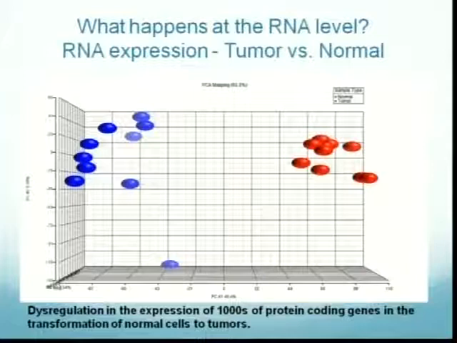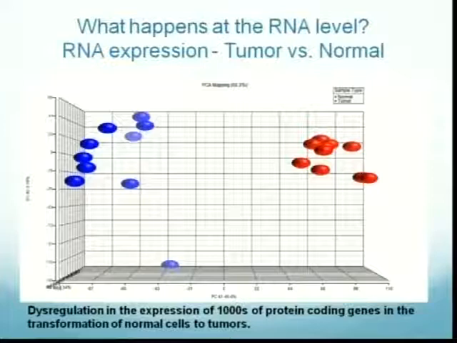Now, to put this in perspective, there's about 20,000 protein-coding genes in the genome. In any given cell, about 10 to 15,000 may be expressed. Here, in the difference between a normal and cancer, 5,000 of those are dysregulated. That means anywhere from a third to half the genome becomes dysregulated as normal cells become tumors. So I think this is really important to think about, that these genomic alterations, in essence, cause a wide-scale change in the biology of tumor cells.